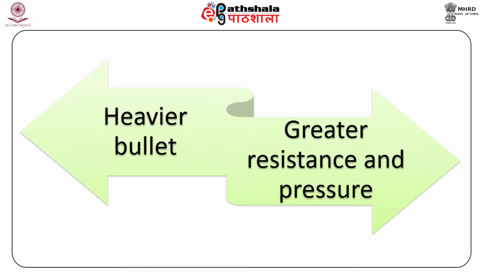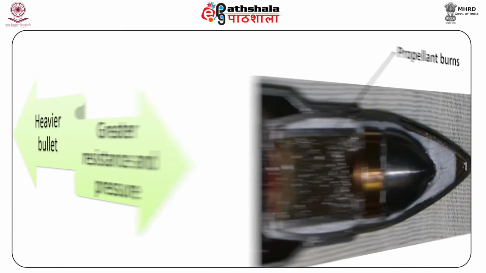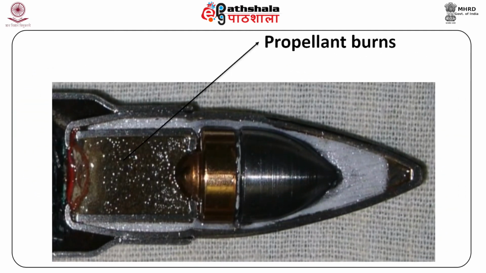The heavier the bullet, the greater will be the resistance and the higher the pressure. When the propellant burns, it gives rise to gases which remain confined completely within the cartridge case, and pressure is exerted equally on the base of the cartridge, its wall, and the base of the bullet.